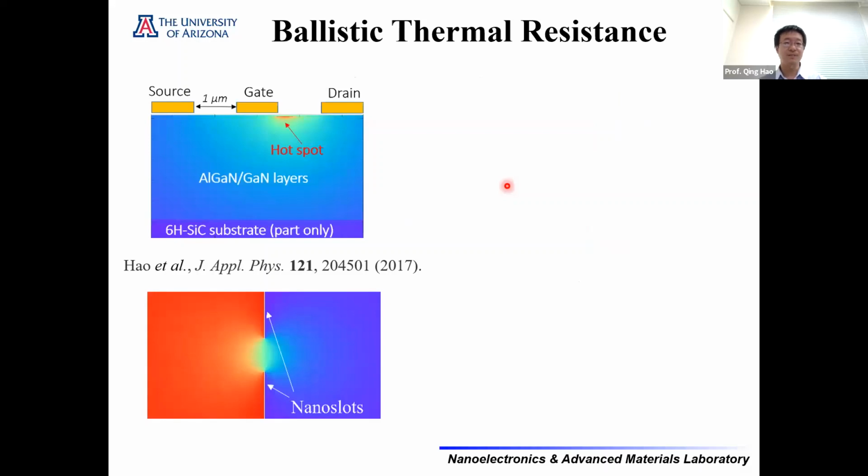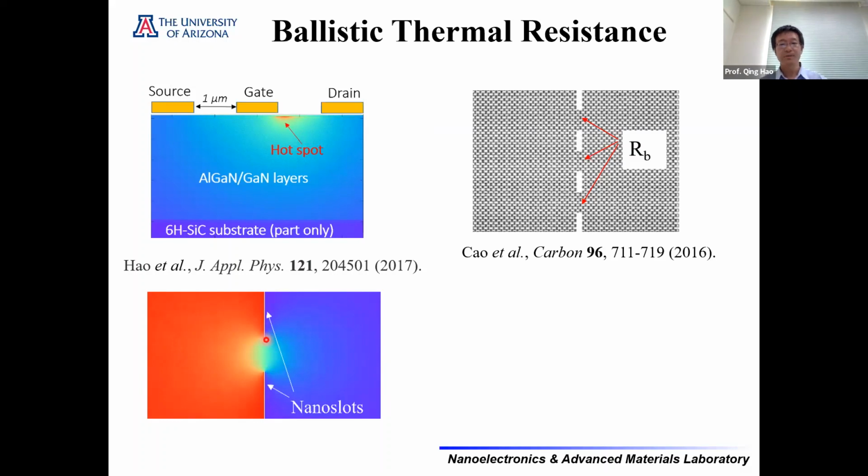In practice, we see this ballistic thermal resistance in many applications. For example, we can see phonons emitted from the tens of nanometer hotspot inside a power electronic device, so the heat transfer is blocked by the ballistic resistance. We can also see ballistic resistance for phonons passing through the neck width between two adjacent nanoslots.